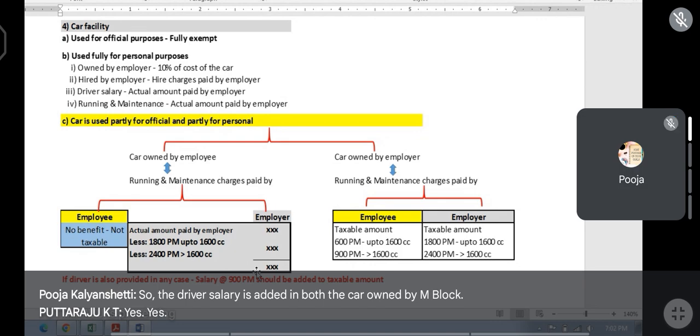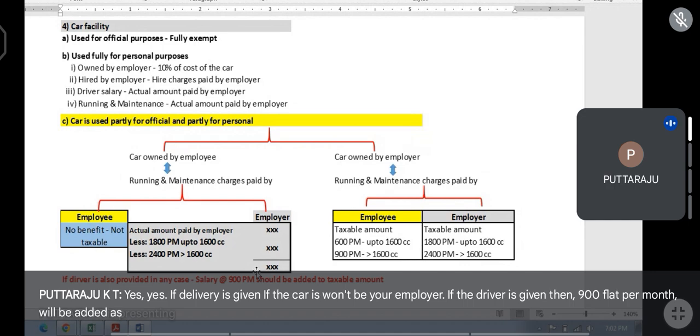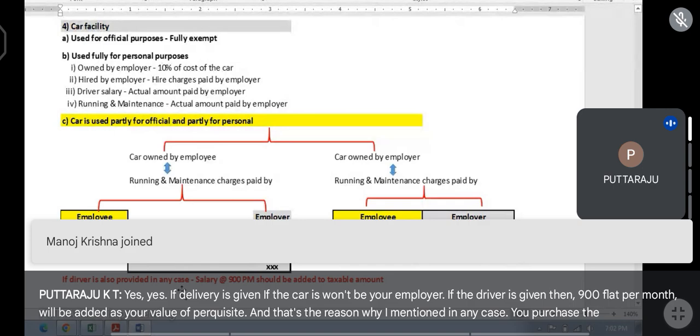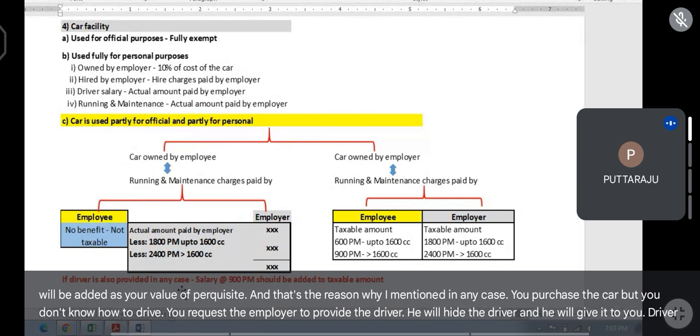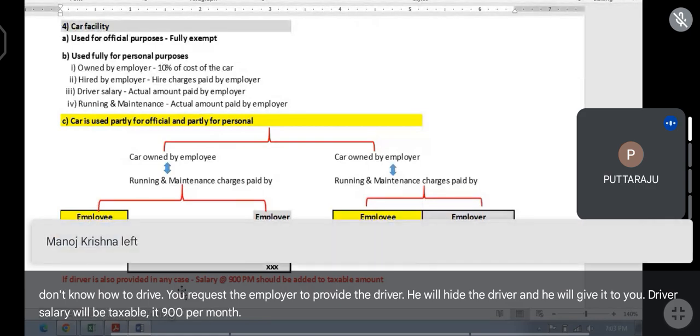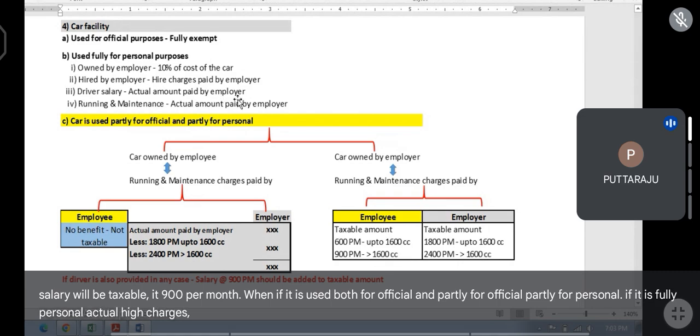Yes. If the car is owned by you or the employer and a driver is given, then a flat 900 per month will be added as your value of perquisite. That is the reason I mentioned it. You purchase the car, but you don't know how to drive, so you request the employer to provide a driver. He will hire the driver and give him to you. Driver salary will be taxable at 900 per month when the car is used partly for official and partly for personal purposes. If it is fully personal, it is the actual salary paid to the driver. Here in this case, 900 per month.